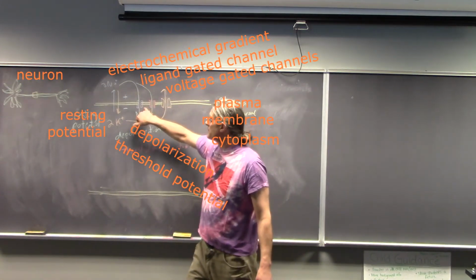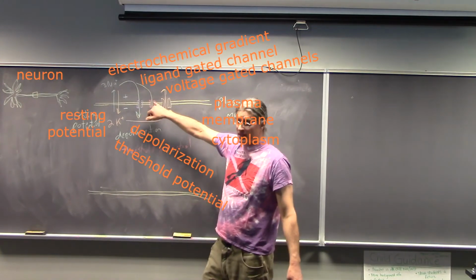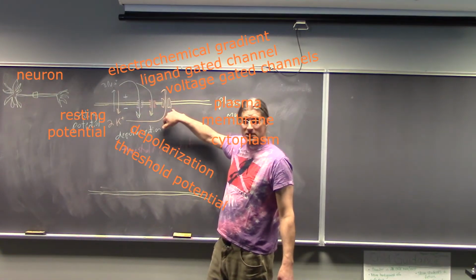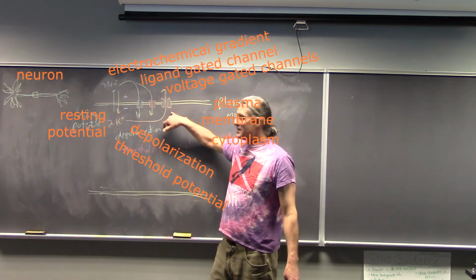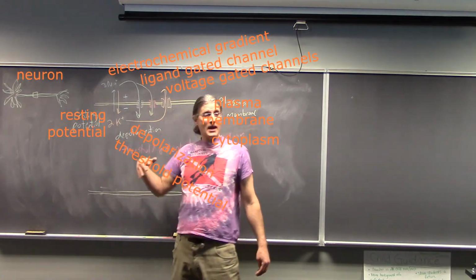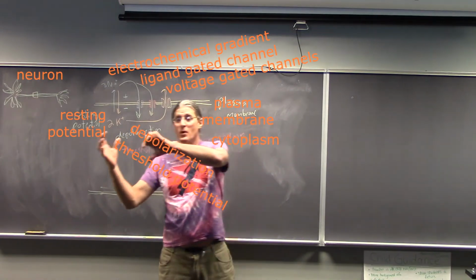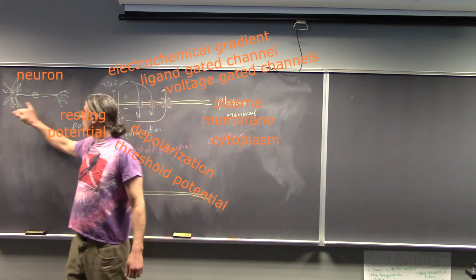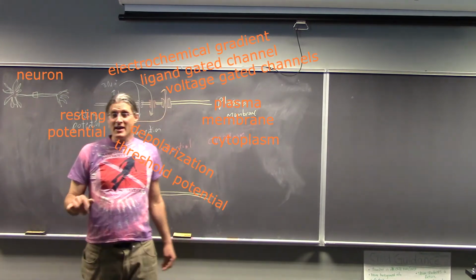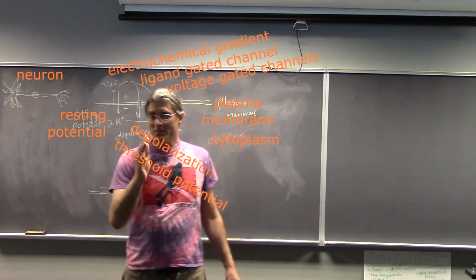Depolarization happens when you let the sodium in. Repolarization happens when you let the potassium out, and then, following that, you have the reestablishment of the resting potential. You have this wave going on from one end of the neuron to the other end of the neuron, and that wave is the action potential.